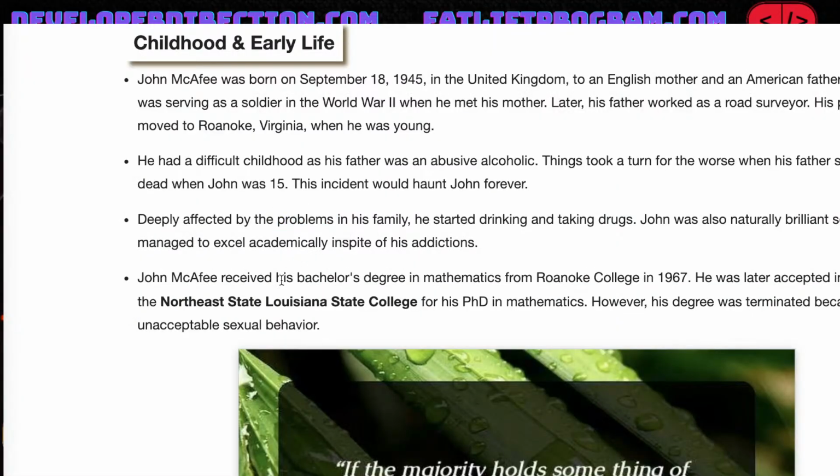John McAfee received his bachelor's degree in mathematics. Nice, dude. It's a hard degree to get. It was from Roanoke College, 1967. He was later accepted into Northeast State, Louisiana State College. That's right. How could I forget that Mr. McAfee's just a small town Southern man? Not really, but I did. This is Northeastern State, Louisiana State College. It's just called Northeastern Louisiana State.